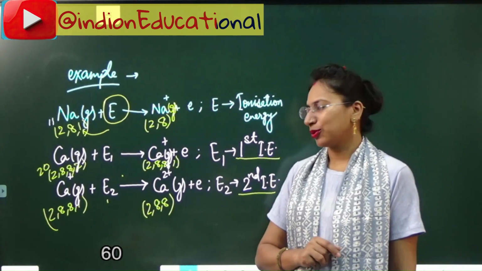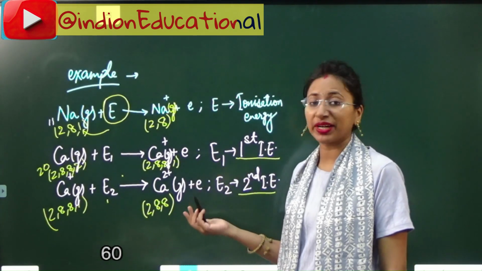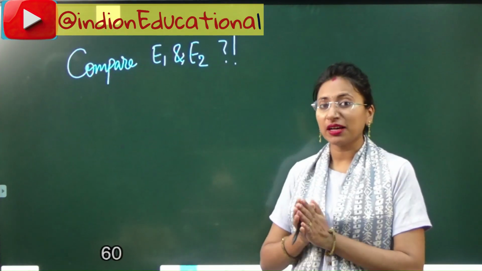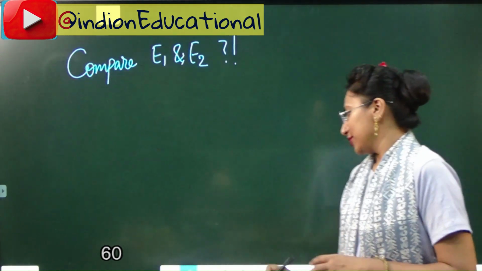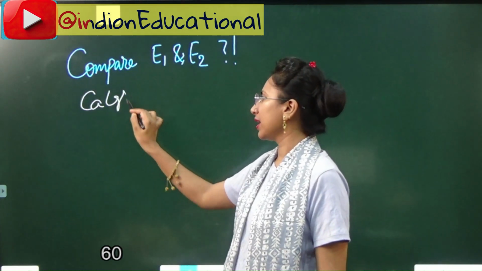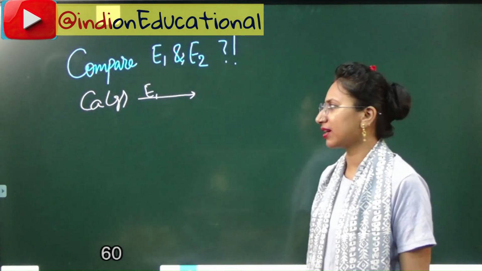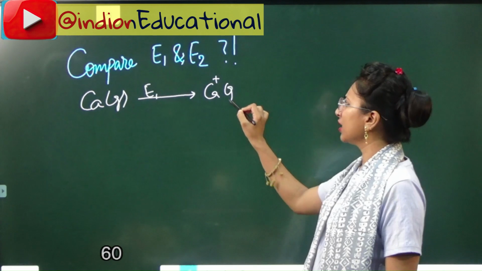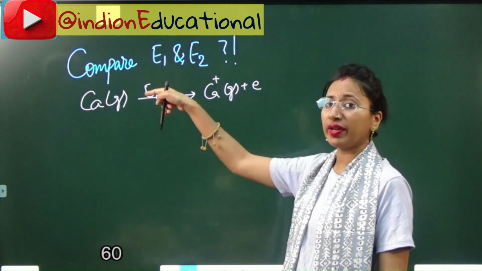Now let us check, if they are not equal, can we compare them? Can we tell which one will be greater? Can you try to think about which one will be greater, E1 or E2? If you want to check which energy will be greater, I am writing the important things here. Ca, an isolated gaseous atom in ground state, has been taken. E1 energy has been added to convert it into Ca+ gas. So in this step, E1 energy was required.